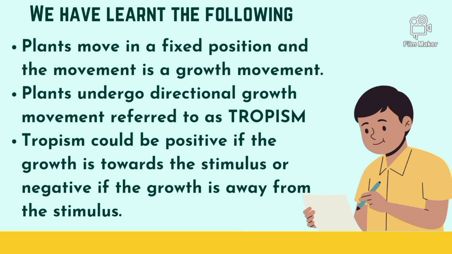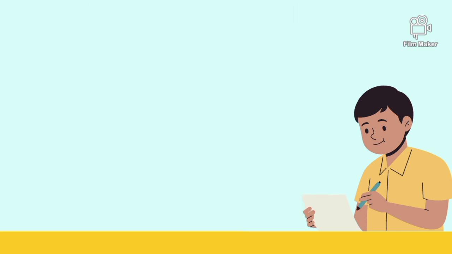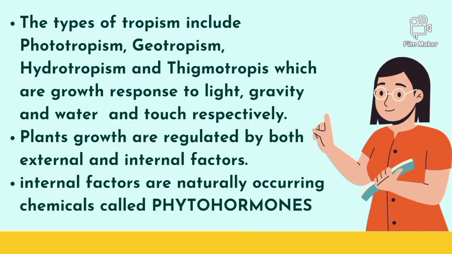Tropism could be positive if the growth is towards the stimulus, or negative if the growth is away from the stimulus. The types of tropism include phototropism, geotropism, hydrotropism, and thigmotropism, which are plant growth movements to light, gravity, water, and touch respectively. Plant growth is regulated by both internal and external factors.